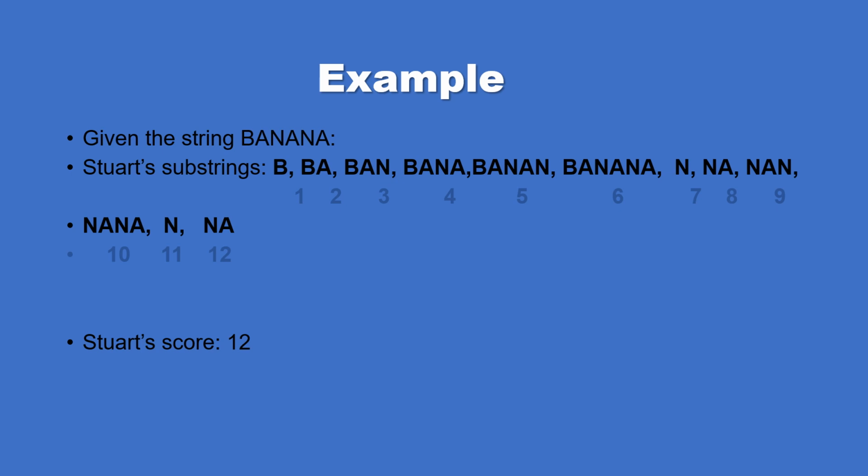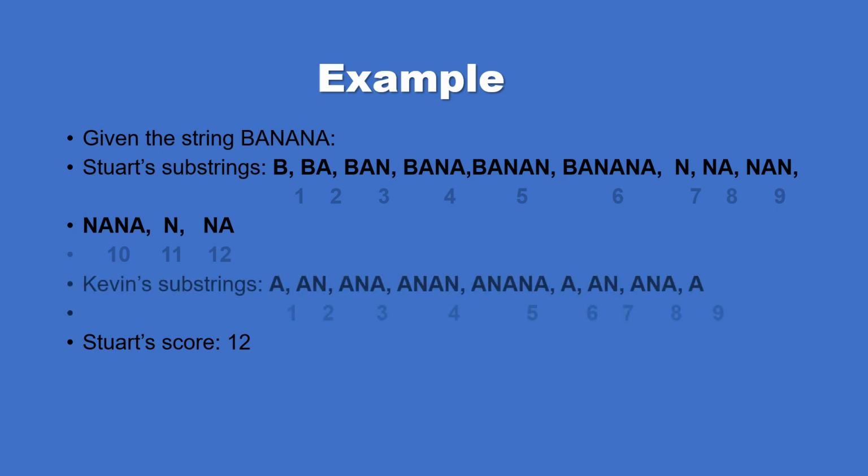Now let's calculate Kevin's score. Kevin's possible substrings are substrings that start with vowels. There is only one vowel in banana, that is A, and is present at three different positions. For the first A, possible substrings are A, AN, ANA, ANAN, and ANANA.